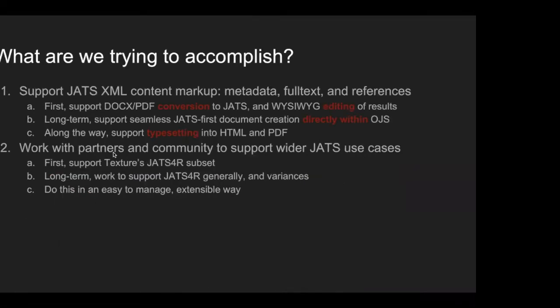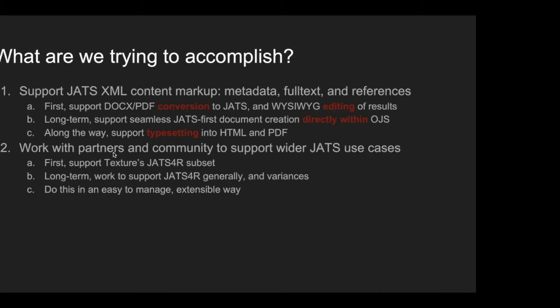Before we get to that, just some talking about what we're trying to accomplish here, and this is PKP, but with these groups as well. We want to support JATS XML content markup, and specifically JATS. We want to support the markup at the 3 levels of an article. So the metadata, or the front matter, this is title, abstract, author information, the body content, the full text, and also the references as well.